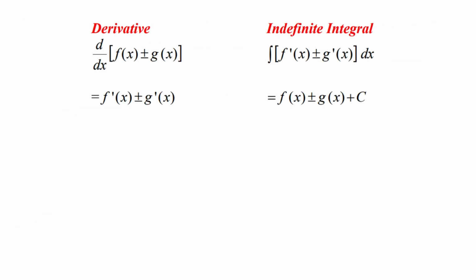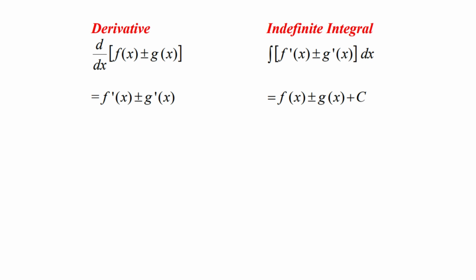And just like we had our sum or difference rule for derivatives, we also have the sum or difference rule for indefinite integrals. So you can just take the indefinite integral individually of each and add or subtract and have one plus C at the end. All right, so let's try some of these properties.